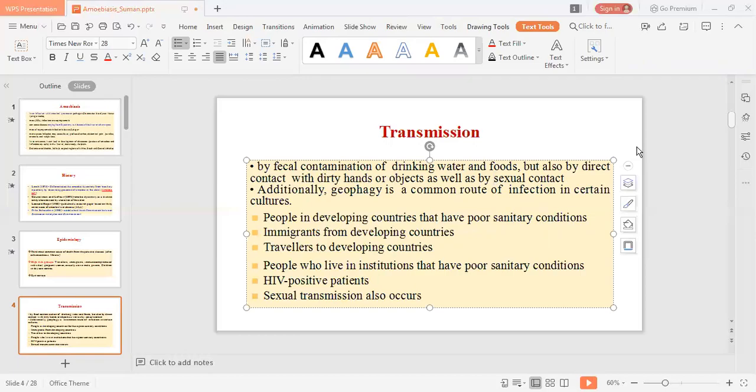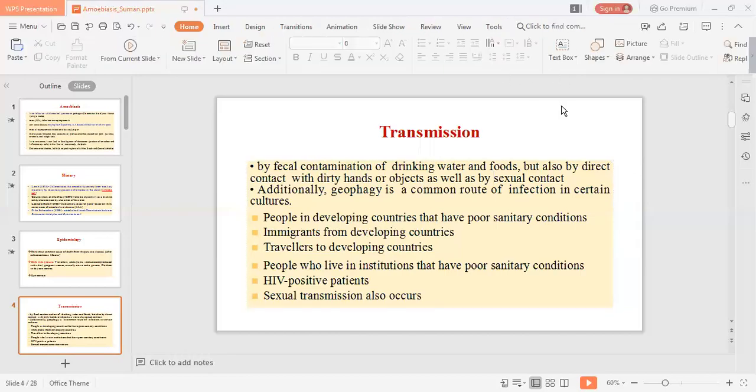People in developing countries that have poor sanitary conditions, immigrants coming from developing countries with the same sanitary conditions, travelers to developing countries, then people who live in institutions with poor sanitary conditions, like daycare centers and prisons, as well as immune compromised individuals like HIV positive patients, and sexual transmission are also modes of transmission of this parasite.